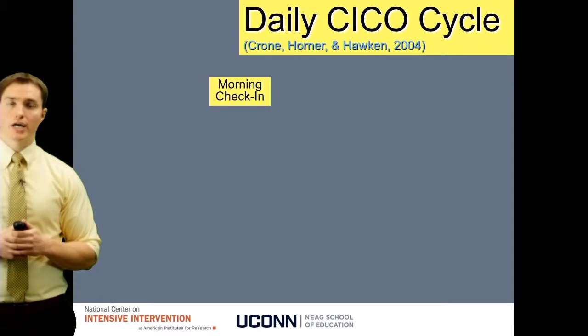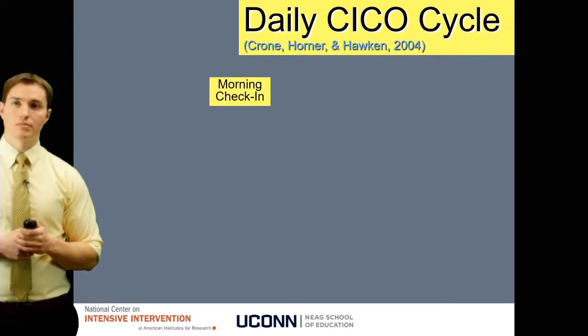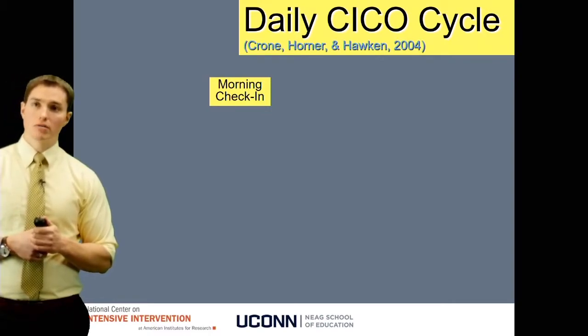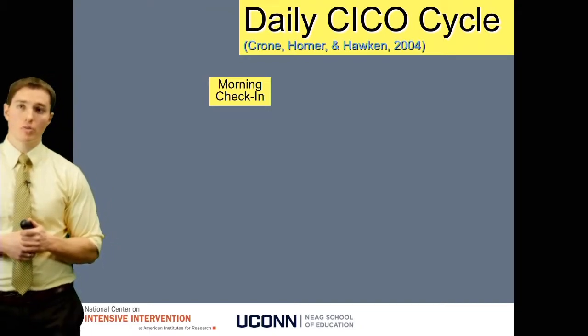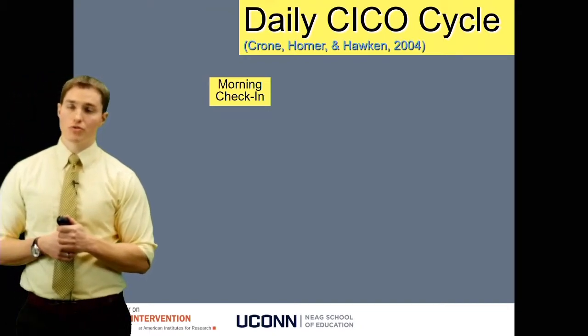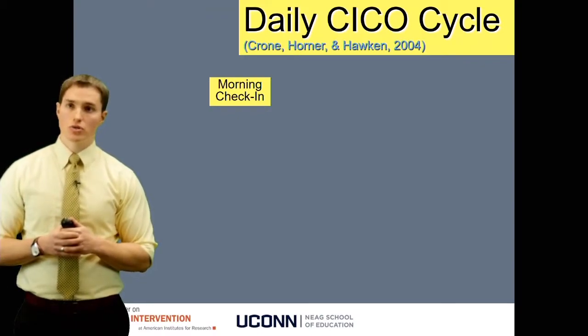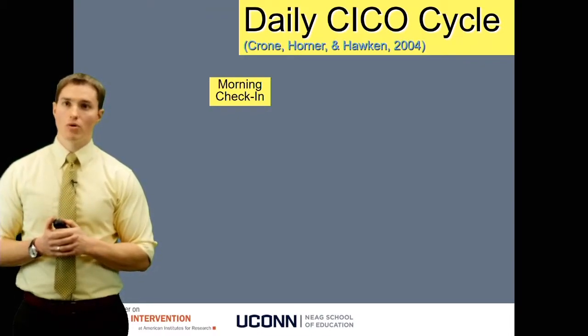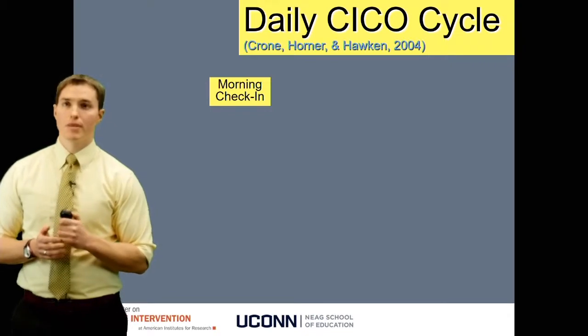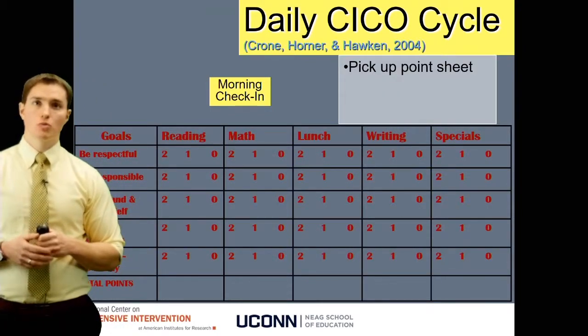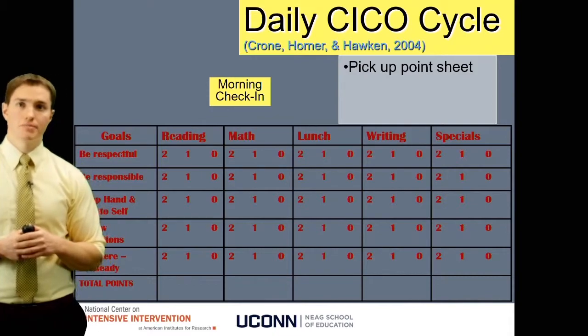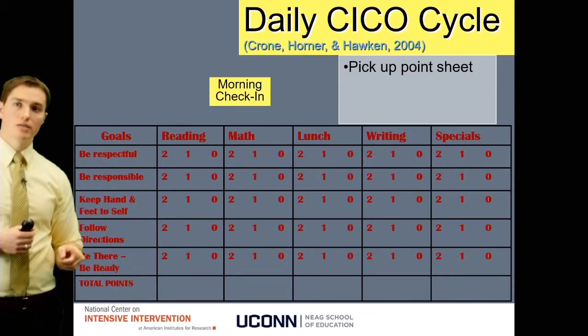So the daily check-in, check-out, CICO cycle. This model is based off of a student receiving more frequent feedback from a positive adult throughout the school day. It ingrains a home-school connection and encourages students to work towards an individualized point goal each school day. Once brought into the system, the student will begin each day by picking up a point sheet. The point sheet may look something like this.